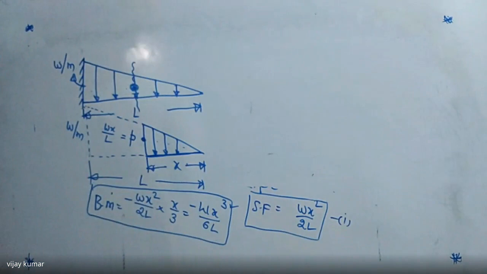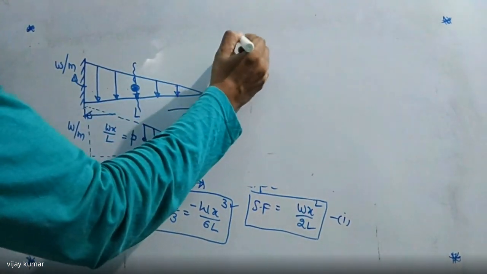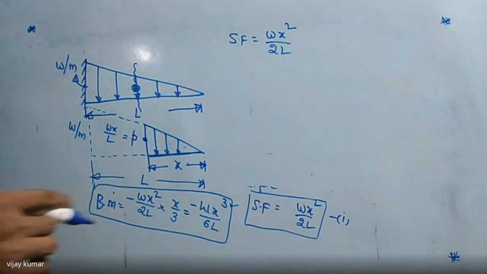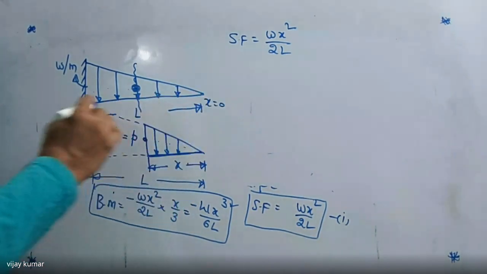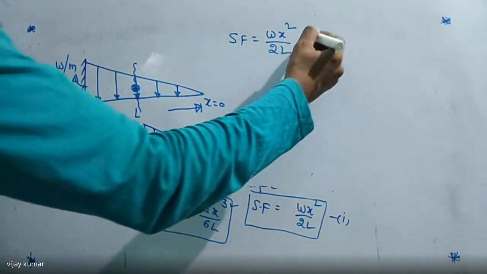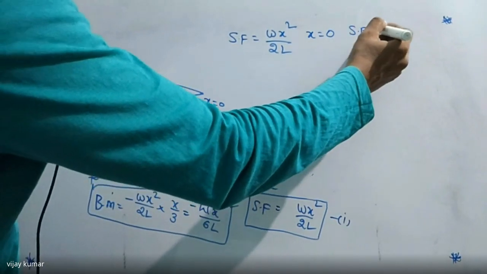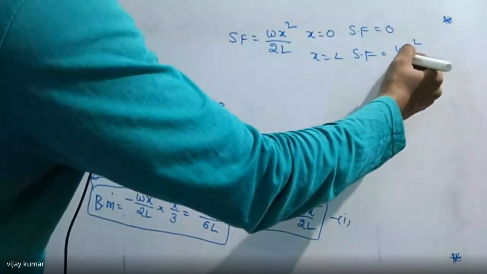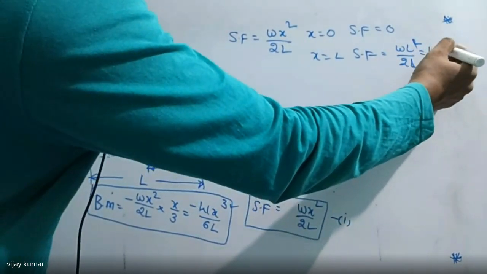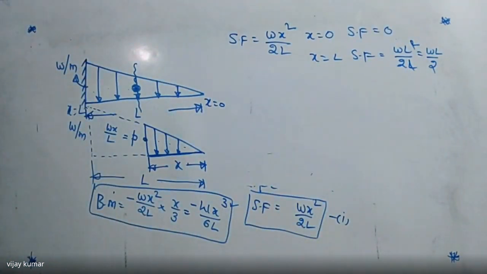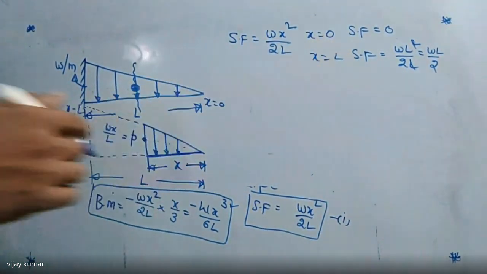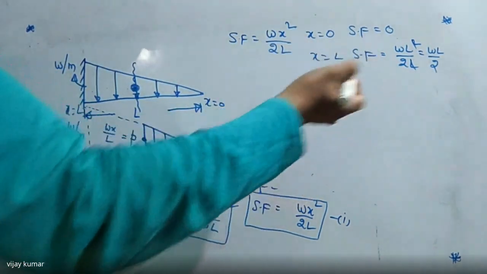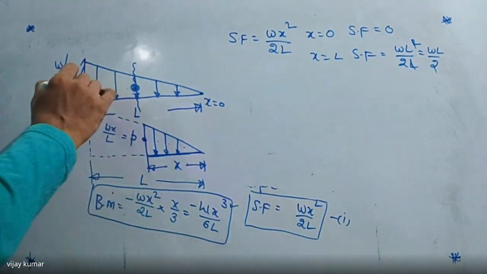So I'm taking the first equation, that is shear force is equal to W x square divided by 2L. Now I'm taking x equal to 0 and x equal to L. Putting x equal to 0, shear force is also 0, and x equal to L, shear force is equal to W into L square divided by 2L. L both are cancelled. Again, WL by 2. We can take x equal to 2L by 3, or at the center L by 2, we can take anywhere. Then we can get the shear force value. But here I'm writing at this point.